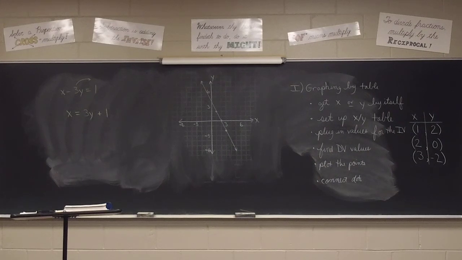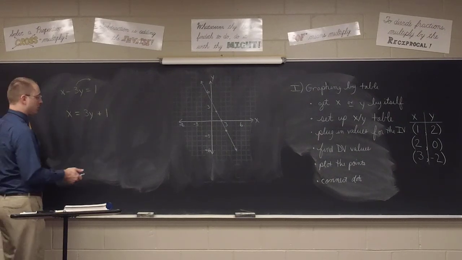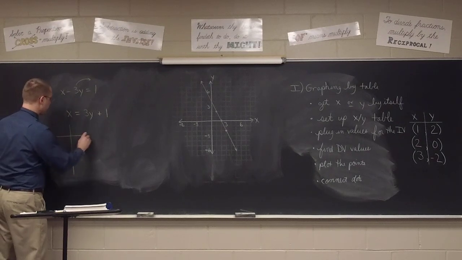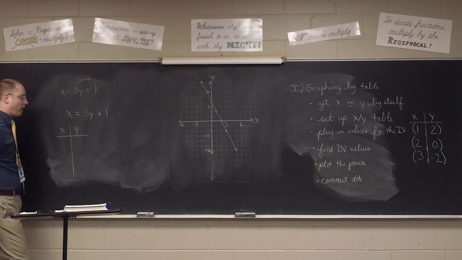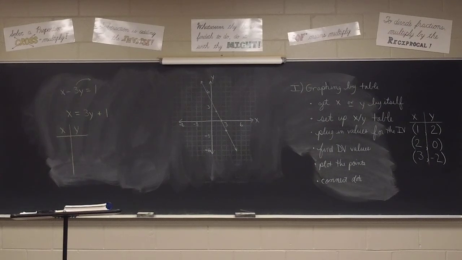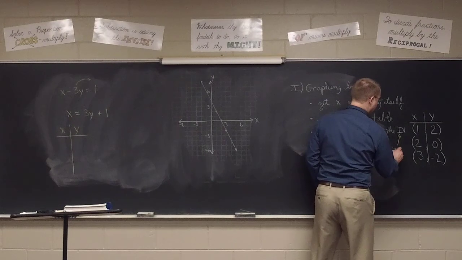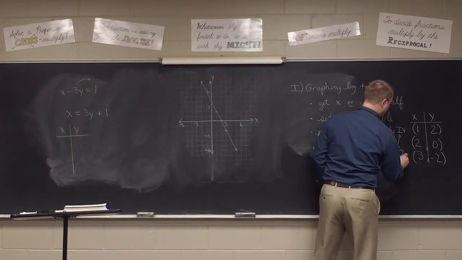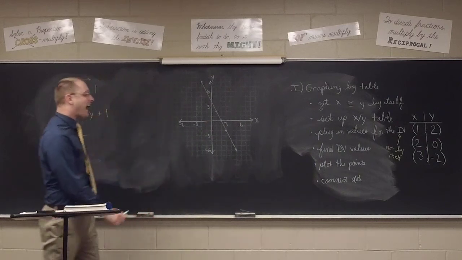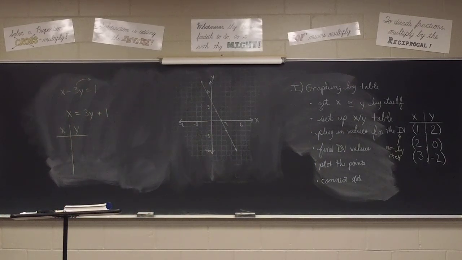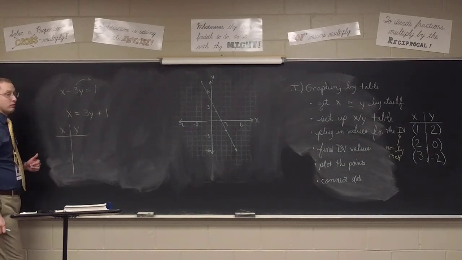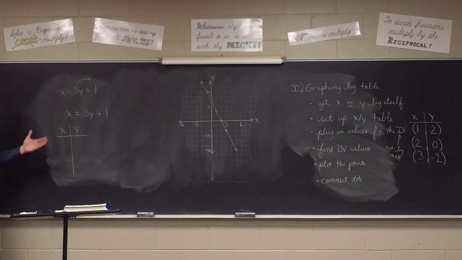Once we've got a letter by itself, the next thing we need to do, Maddie, is to set up the xy table. So go and do that at your seats as well. X column, then y. And we're always going to plug in values, class, for the independent variable. If you need to jot yourself a reminder, this is the letter that is not by itself. We're going to plug in values for the variable that is not by itself. Which letter is that in this equation, class? Y. Why? Because it's not by itself.